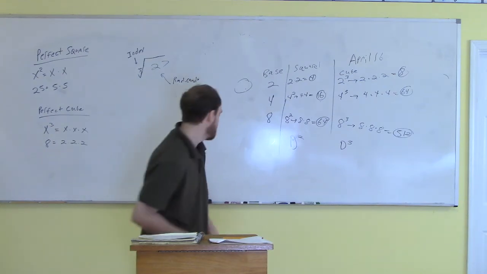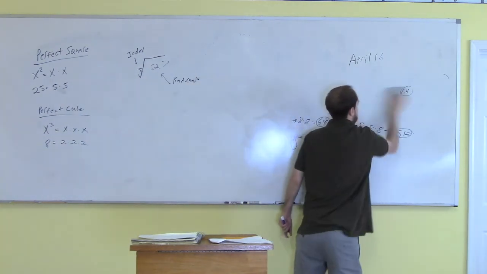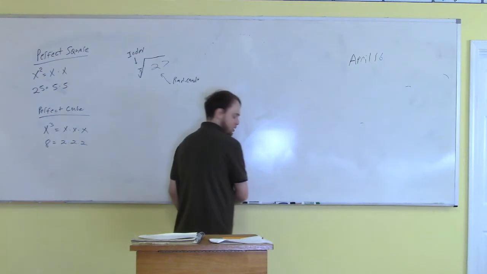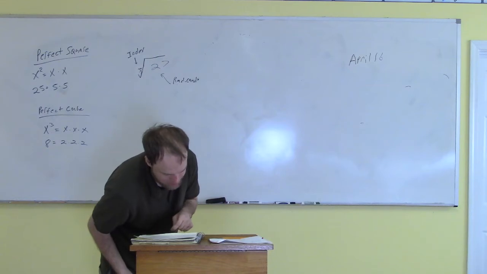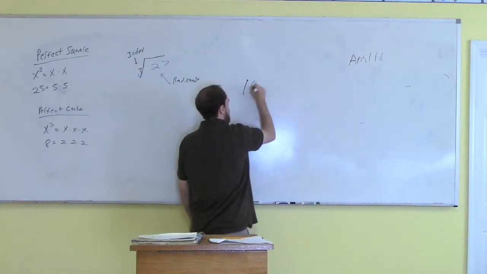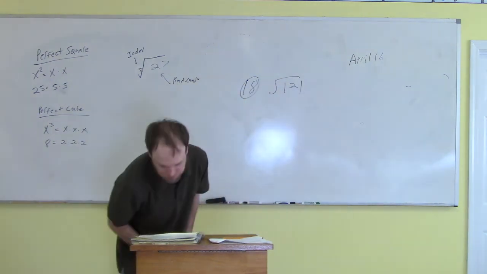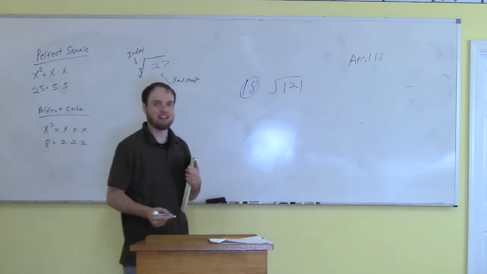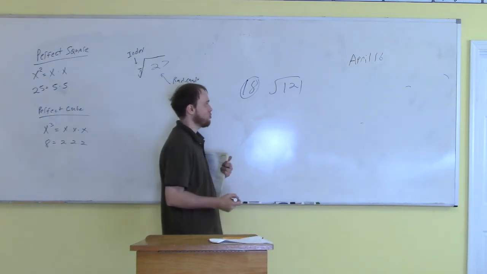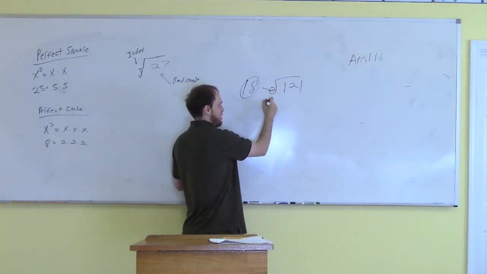17 through 22. So 17 through 22, I'll do like number 18. So 18 gives you the square root of 121. So notice that for this one, you're just naming the index and the radicand. So the index for this one, notice that it's not written. If this isn't written, it's an understood 2. And so the index for this one would be 2.